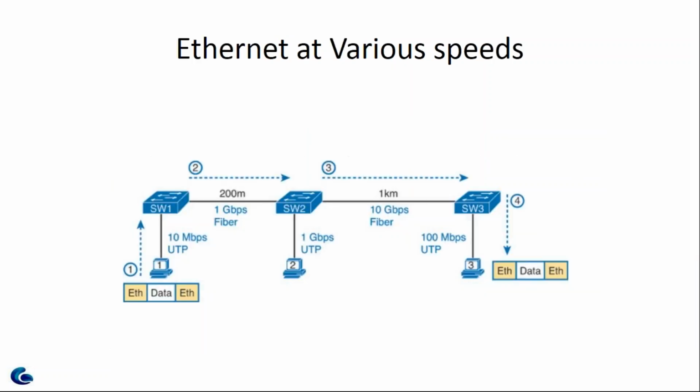Since Ethernet supports various speeds, obviously switches also support various speeds, so you can have ports of different types. You can have 10 Mbps as an access port, you can have 1 Gbps as an access port, you can have 100 Mbps as an access port. But when it comes to linking two switches, which is a trunk link, it can be 1 Gbps or 10 Gbps and also maybe fiber.